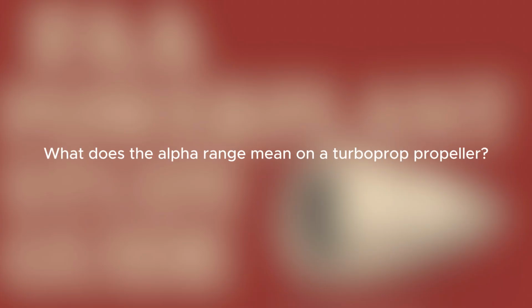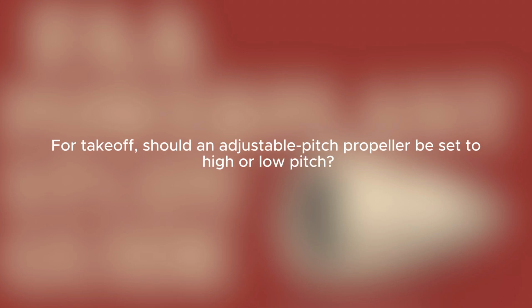What does the alpha range mean on a turboprop propeller? The alpha range covers in-flight operation, from takeoff to landing. For takeoff, should an adjustable pitch propeller be set to high or low pitch? Always low pitch for takeoff to get maximum RPM and thrust.